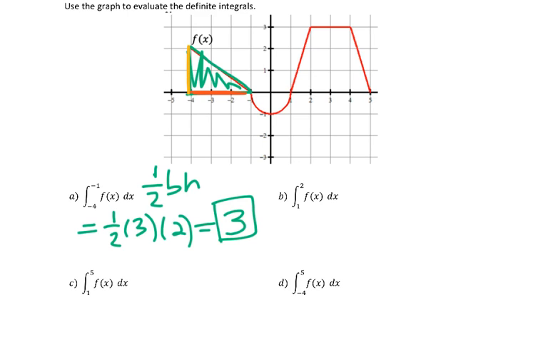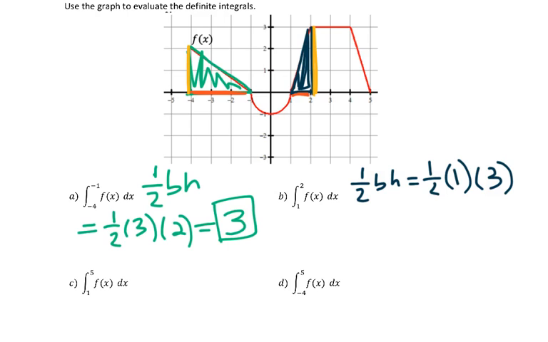Okay, for part B, our bounds are now from 1 to 2. So 1 to 2 means I'm dealing with this small triangle here. So I'm going to approximate that area. And so that is also a triangle. So we're going to do 1/2 base times height again. In this case, my base is 1, looking at the bottom here, and my height is 3. So if I calculate that, that gives me 3 divided by 2, which is 1.5.